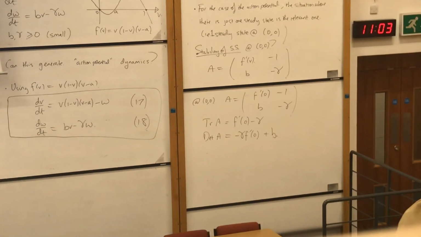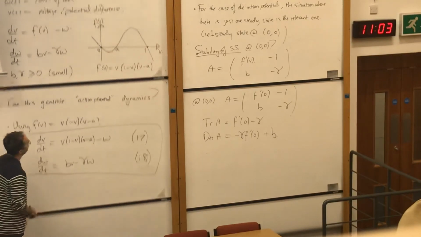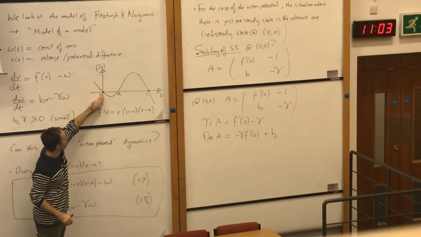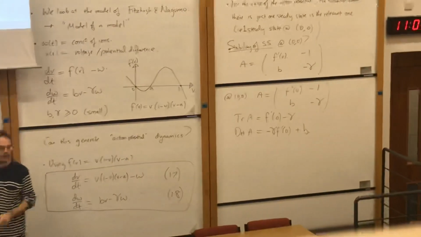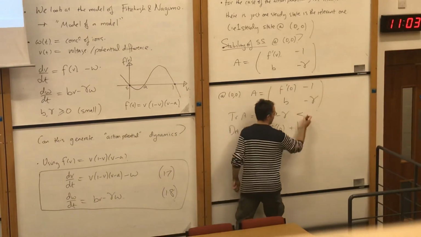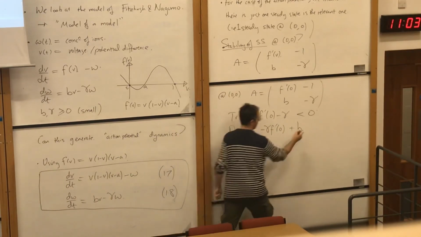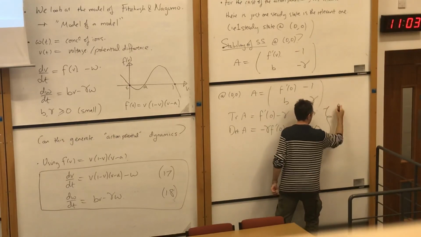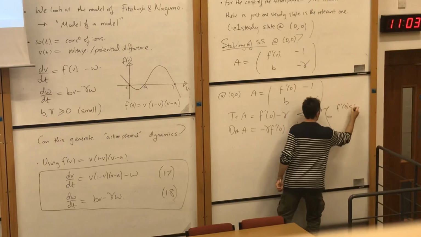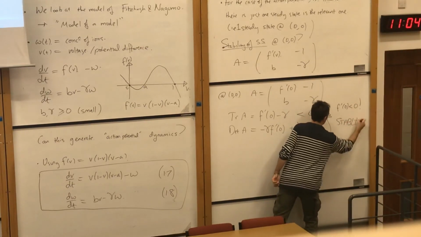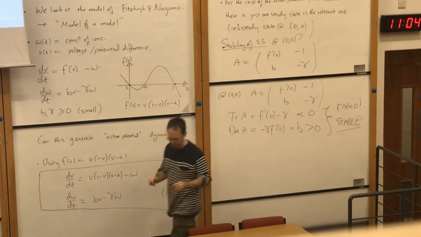And of course we know the form of our function f of v. Function f of v has this cubic form, and at this origin here, f dash of 0 is clearly negative. So the trace is going to be negative, the determinant is going to be positive. So our steady state at the origin is going to be stable.